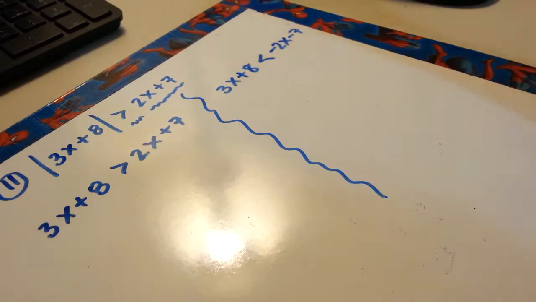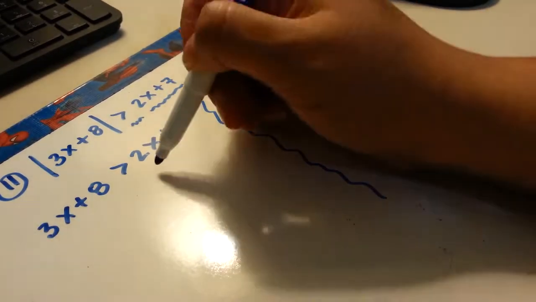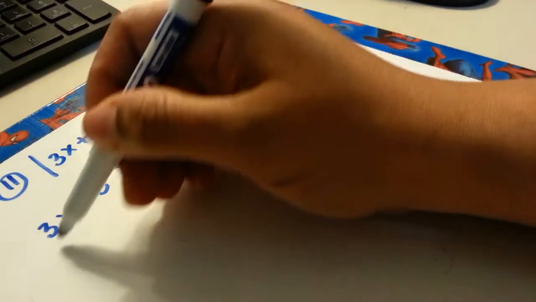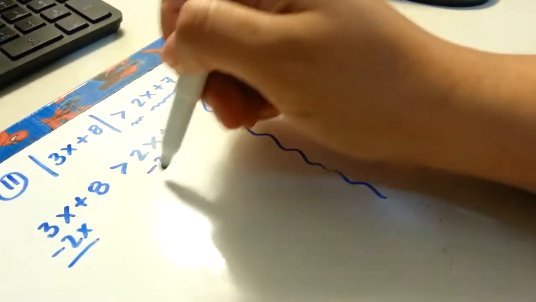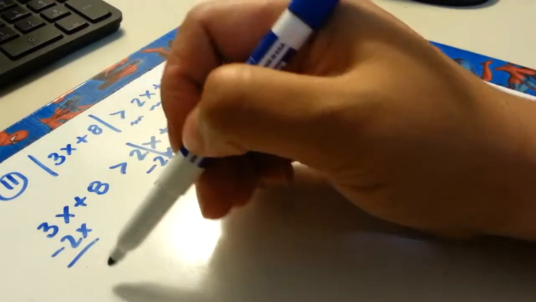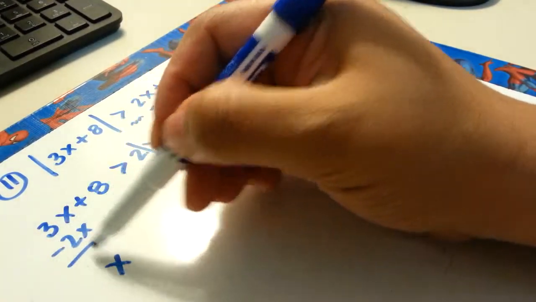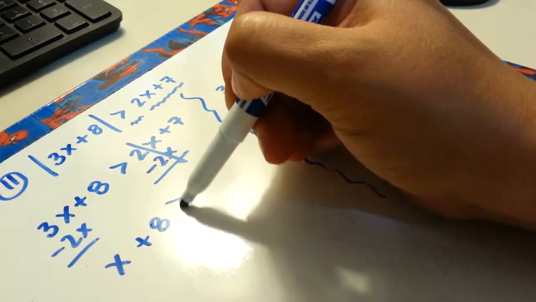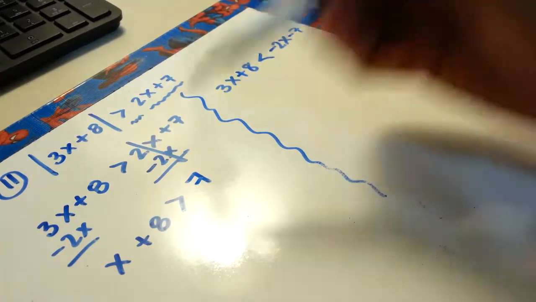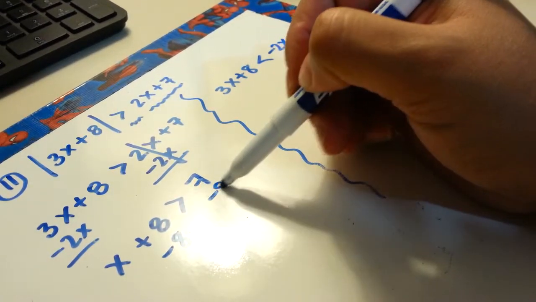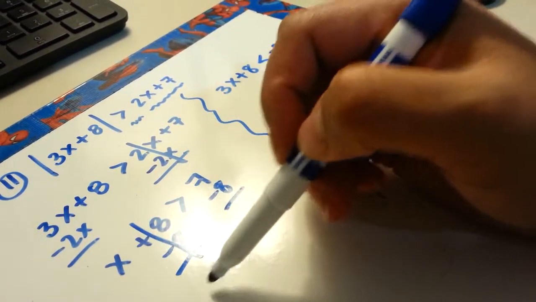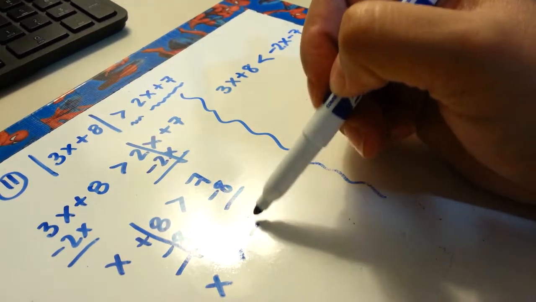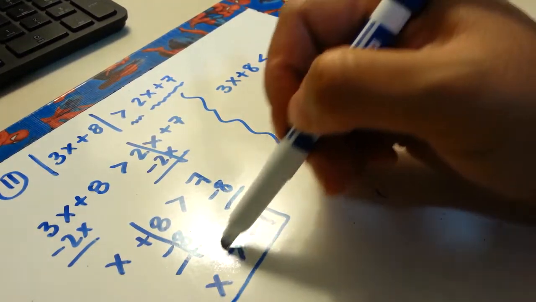Right? And then what you do is you solve each of them. So I'm going to subtract 2x from both sides. Like I said, I like my x's on the left side. It makes life a little bit easier. This becomes x. 3 minus 2 is just 1. I bring down my plus 8. This stays the same, and I have a 7 here. And I subtract 8 from both sides. So I have x is greater than negative 1. This is one solution.